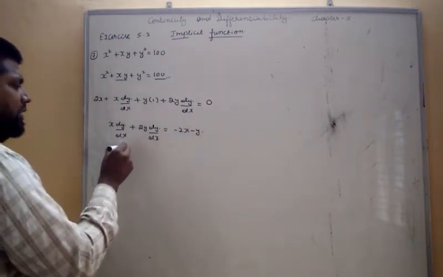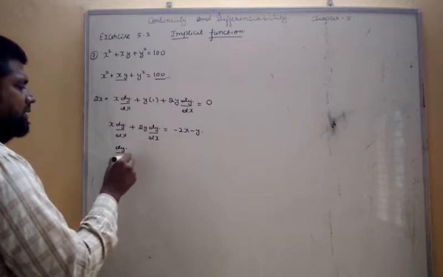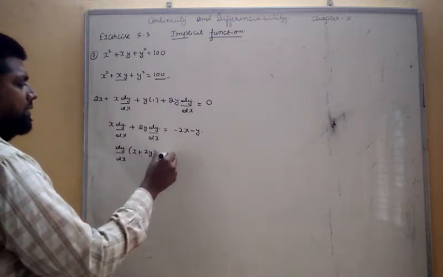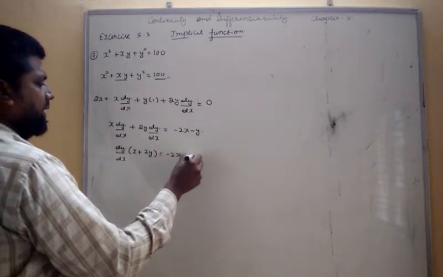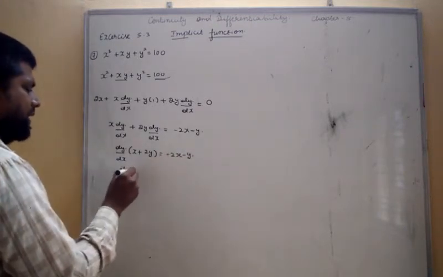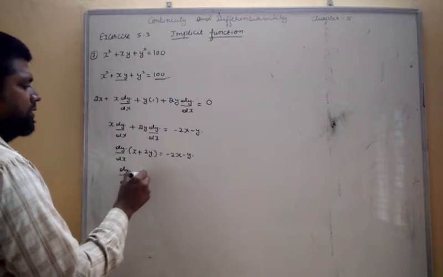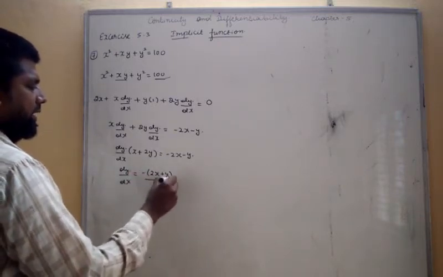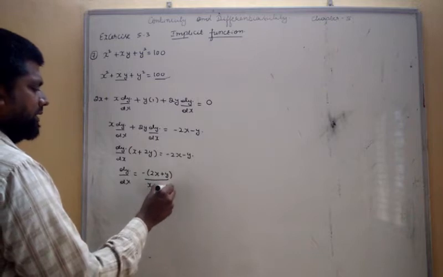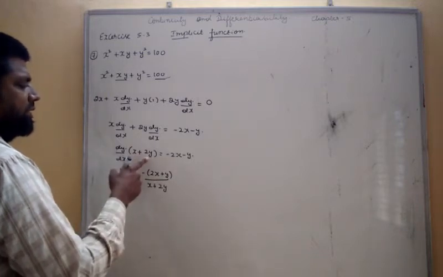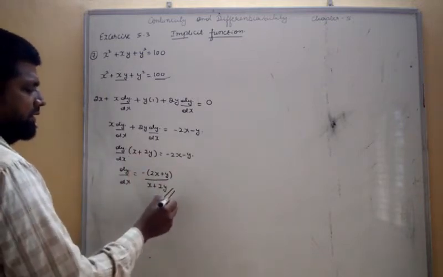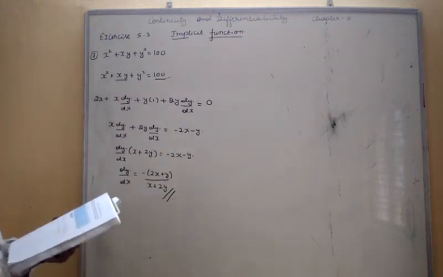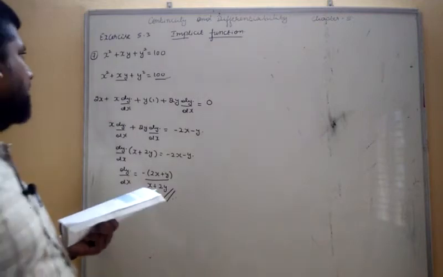Then dy/dx is common here, so (x + 2y) dy/dx is equal to −2x − y. So dy/dx is equal to, removing the common minus, −(2x + y) divided by (x + 2y). The x + 2y is sent to the denominator. So this is the answer. Okay, take down the next problem.